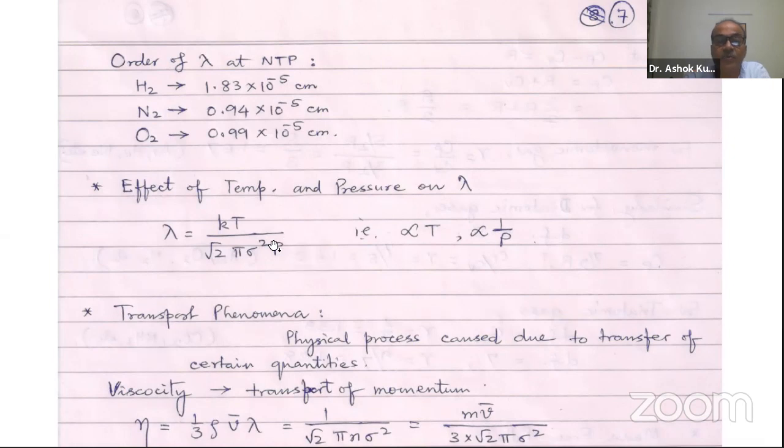Effect of temperature and pressure on mean free path. So the formula is given by lambda is equal to kT upon root 2 pi sigma squared p. That means lambda is directly proportional to T, and lambda is inversely proportional to p. That means if you increase the temperature, the mean free path increases. This temperature is absolute temperature, and if the pressure is increased, the mean free path decreases.